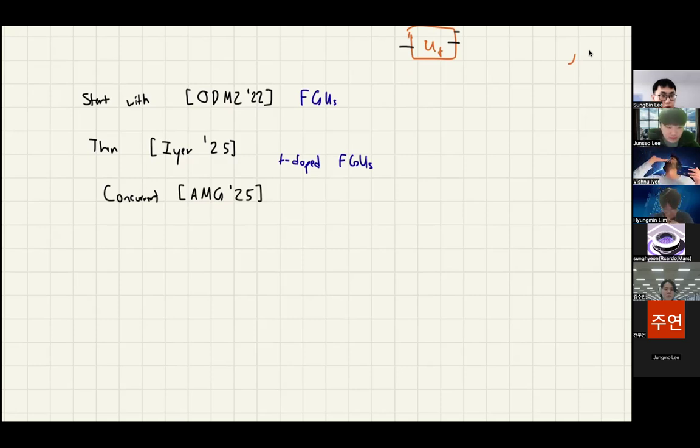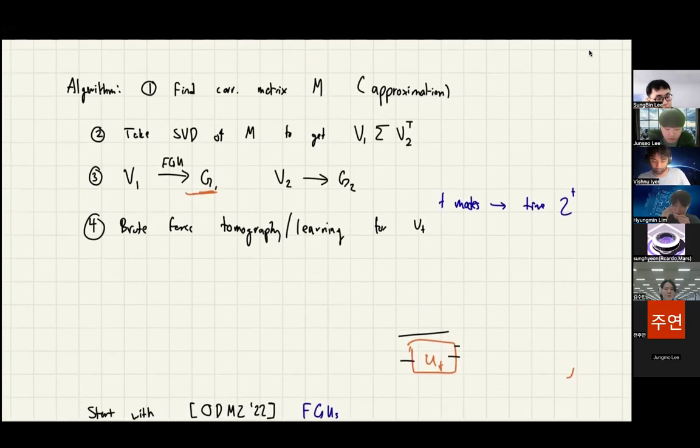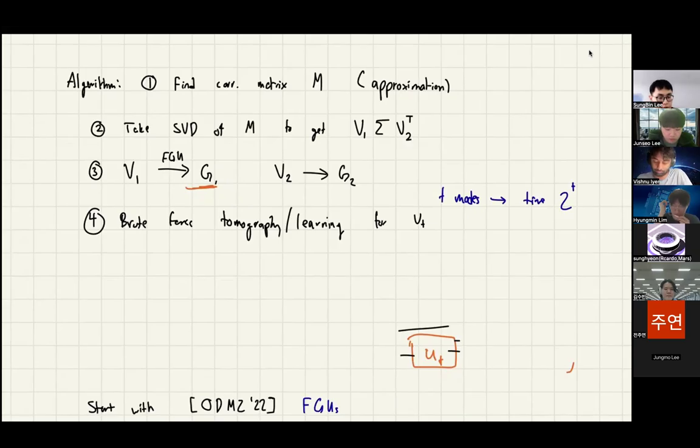I have a few questions. Firstly, thank you for your very wonderful explanation of your paper. In the second stage of the algorithm, can we take the SVD of M efficiently, because the size of M is 2n by 2n. Yes, n is small, so it's 2n by 2n, not 2 to the n by 2 to the n.